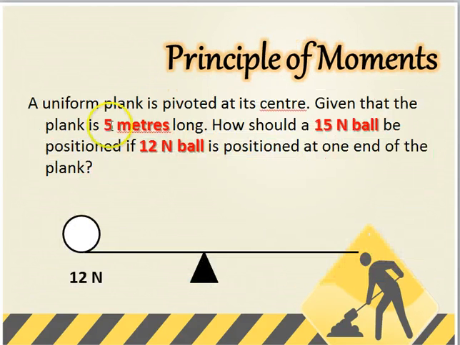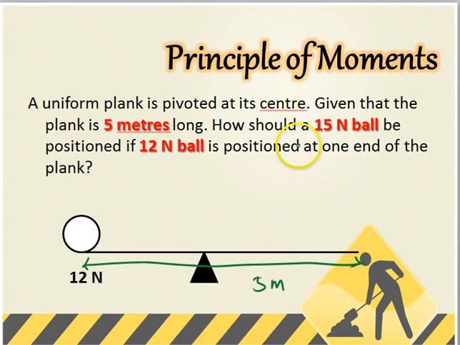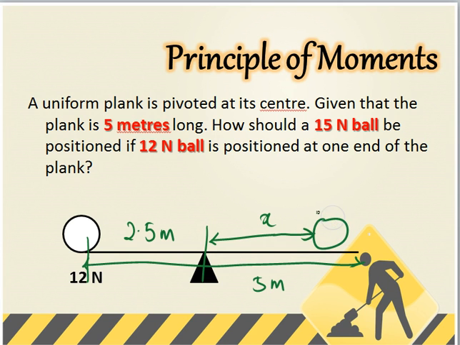So let's try an example. A uniform plank is pivoted at its center. Given that the plank is 5 meters long, we know that this plank here is 5 meters long. How should a 15 Newton ball be positioned if the 12 Newton ball is positioned at one end of the plank? If it's at one end, we know that the distance from here to here is 2.5 meters. Now the question is, how far should the 15 Newton ball be placed? How far here? What is the value of x?